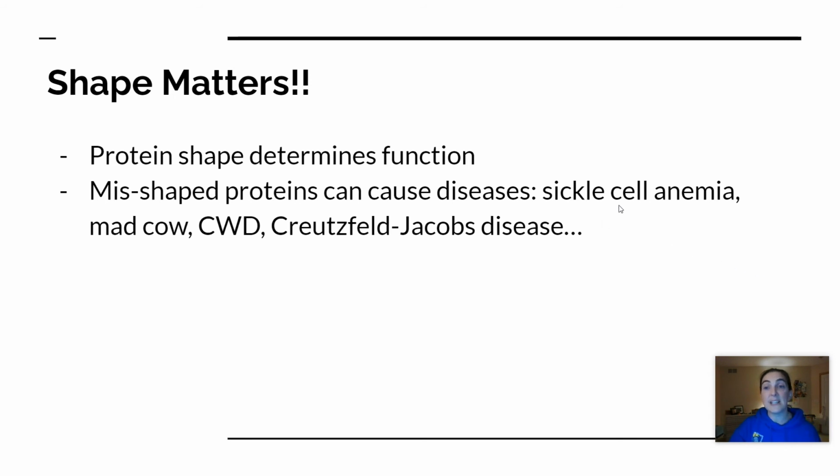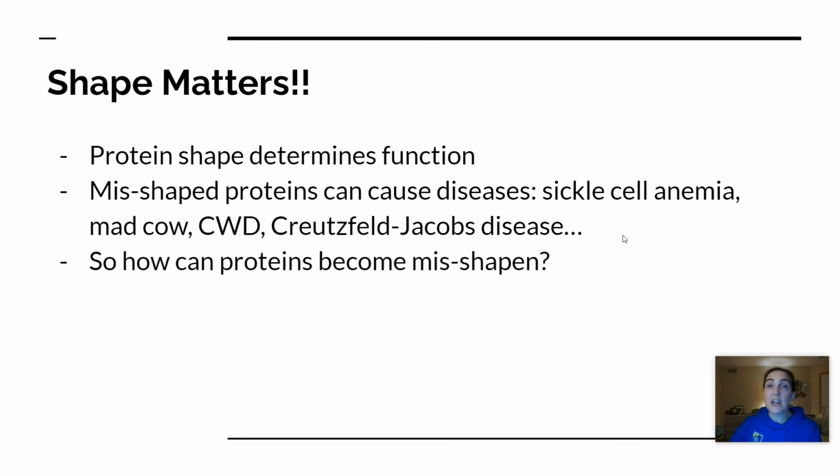You may have heard of sickle cell anemia. You may have heard of mad cow disease, CWD. If you are a deer hunter, you've heard of that one. That's chronic wasting disease, which has been showing up more and more in the deer population in Minnesota. The human version of this type of disease is called Creutzfeldt-Jakob disease. There are many of these diseases that have been linked to prions, which are misshapen proteins.